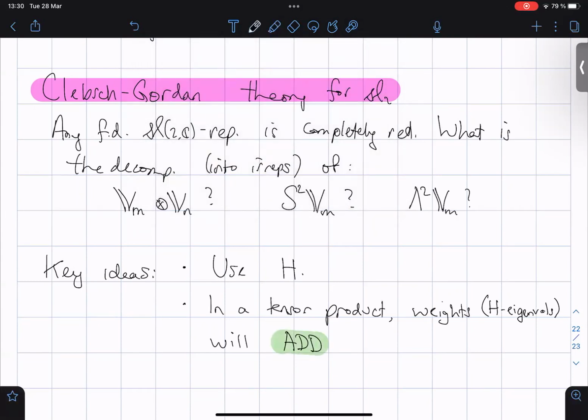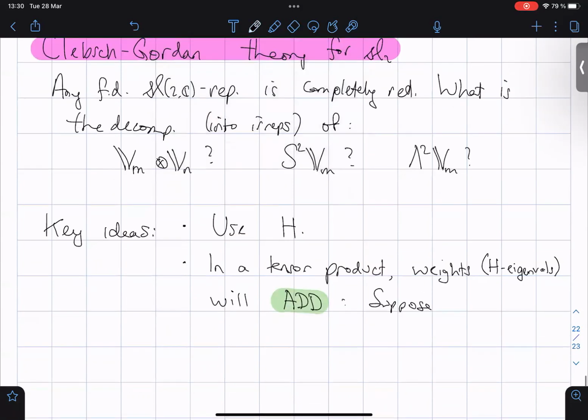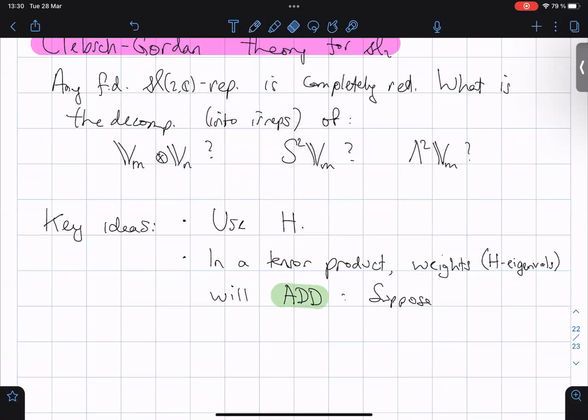What do I mean there? Let's suppose I'm going to take a tensor product of two weight vectors for H. Suppose HU is lambda U, and HV is, let's use a different eigenvalue, mu V. Let's take H acting on the tensor product.